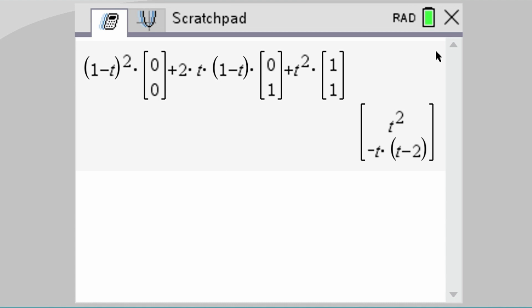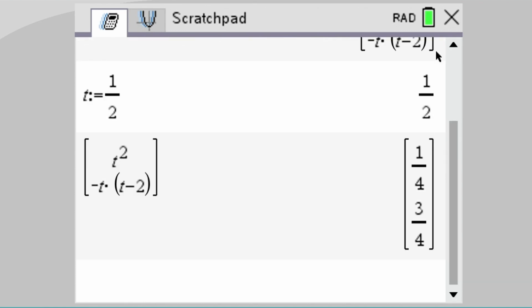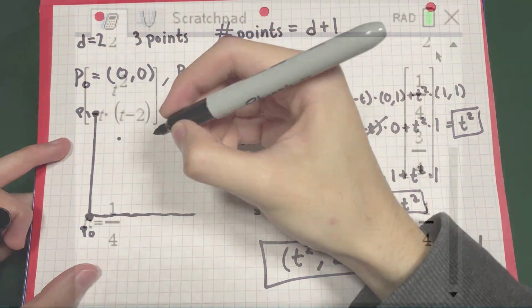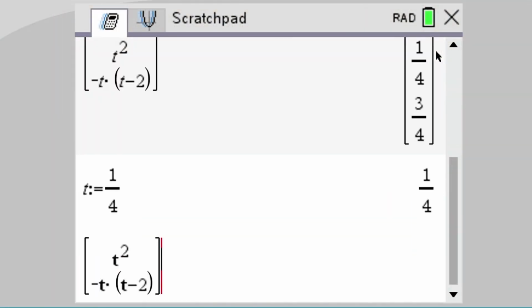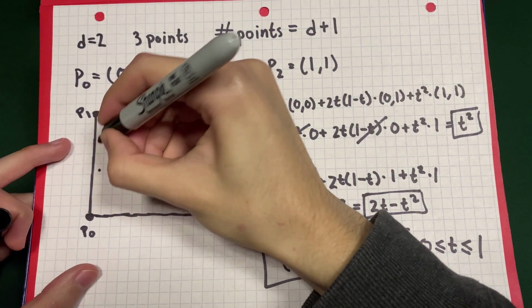Alright, so I have our parametric equation on a calculator here, depicted as a column vector, but just know I'm still calculating a point. All I need to do now is plug in my values for t. Let's go with 1 over 2, aka 0.5. Okay, so we get 1 over 4, 3 over 4, which is roughly here. Now let's do 1 over 4, aka 0.25: 1 over 16, 7 over 16, that's roughly here.